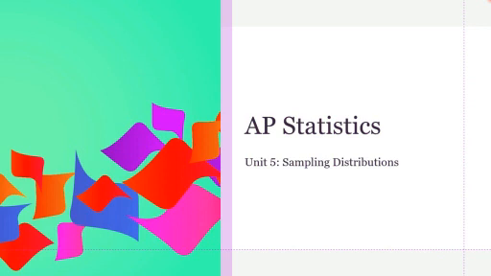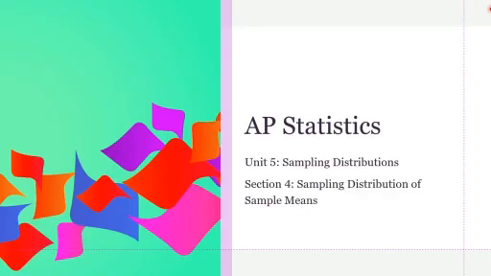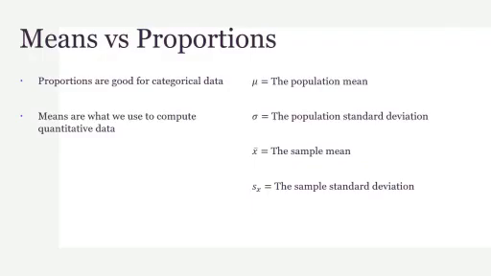All right, so we're moving on to Unit 5, Section 4, which is dealing with our sampling distributions and looking at them with sample means. So we're looking at sample means instead of proportions in this case. The main difference between means and proportions, remember, is that proportions are like percentages, so you're dealing with numbers less than 1, 0 point something, while a mean can be any number.